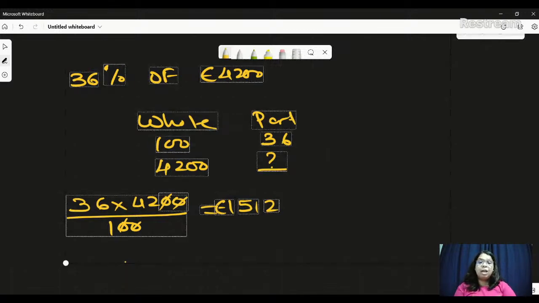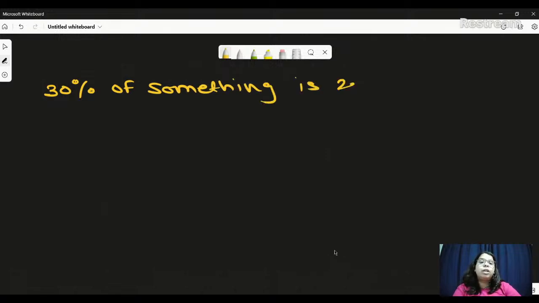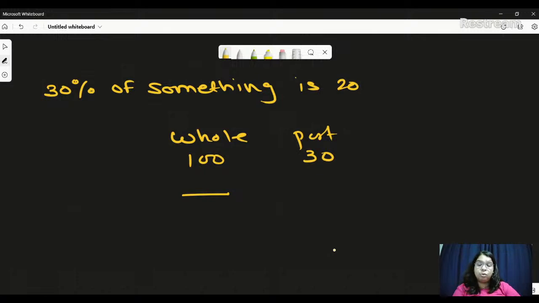Now, what will happen if I have percentage and I have the part that corresponds to the percentage and I have to find the whole? So, let's say 30% of something is 20. So, what is that something? Okay, so again, whole, part. When my whole is 100, my part is 30. When the whole is unknown, what is the part?